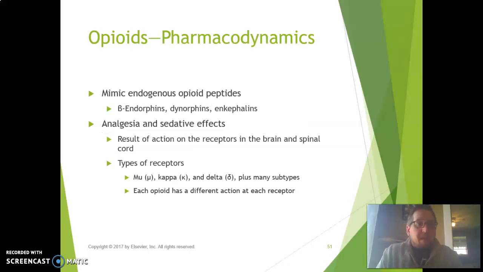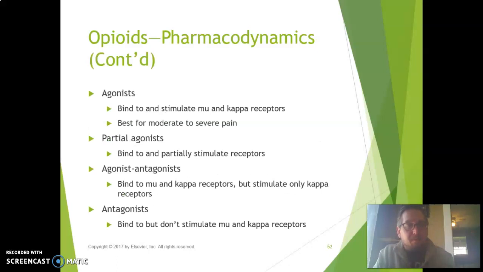Alright, so they mimic endogenous opioid peptides, so once again they mimic the natural opioids that would be in nature. They have analgesia and sedative effects. The result of action is the receptors on the brain and the spinal cord, and there are those receptors that I just briefly mentioned beforehand: mu, kappa, delta, and there are other subtypes, but the main three that I want you guys to focus on are mu, kappa, and delta, with mu being the most important and most profound one in the body. Each opioid has a different action at its receptor.